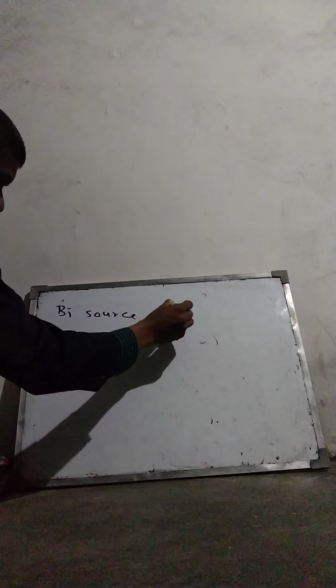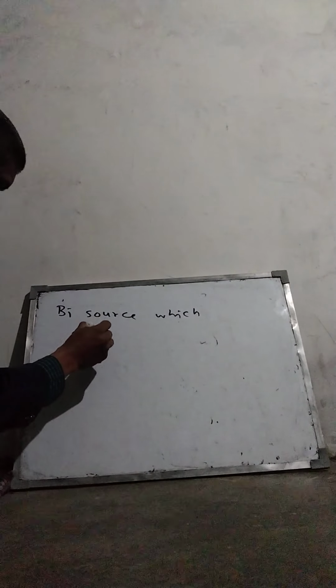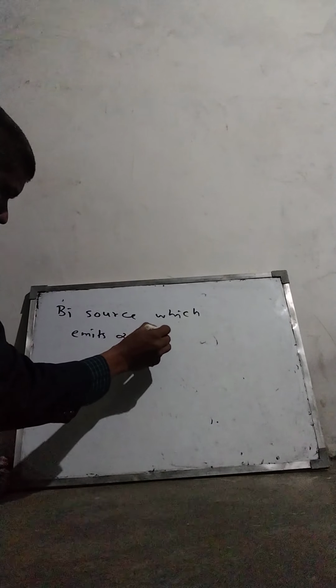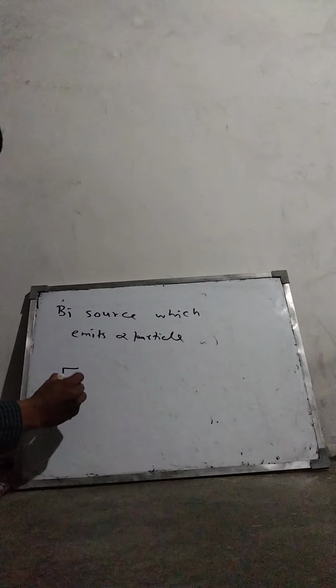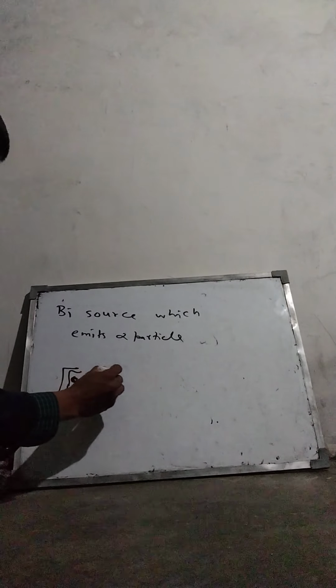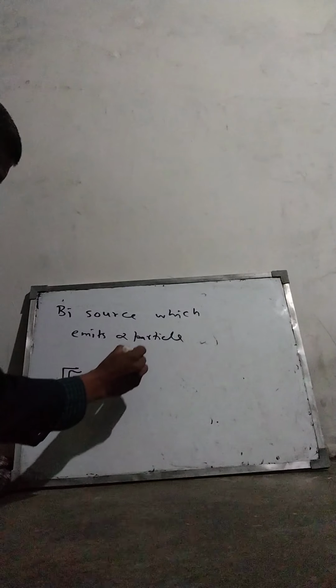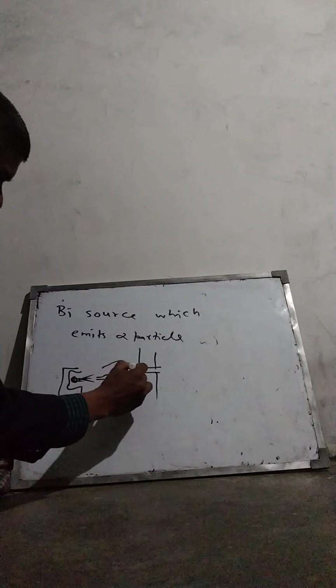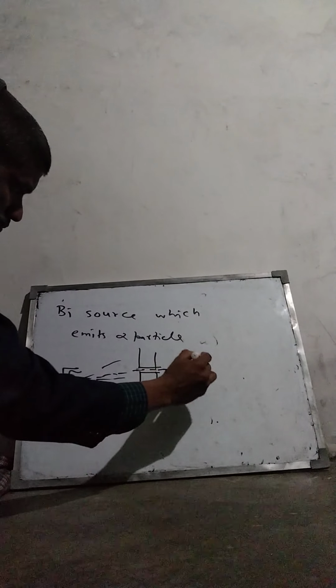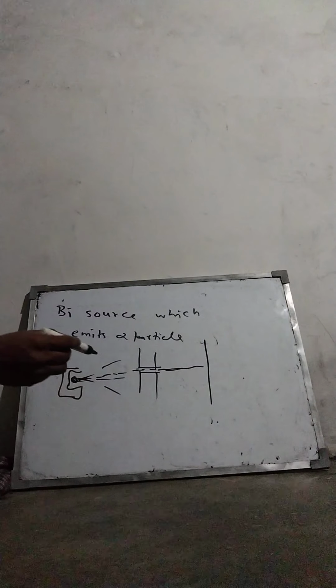So what they did, they took a bismuth source which emitted alpha particles. Here it is a source, it is emitting alpha particles. Alpha particles are coming out like this in all directions. Here they put lead bricks. So now alpha particles go like this, they form a collimated beam. Then in front of it they placed a gold foil.